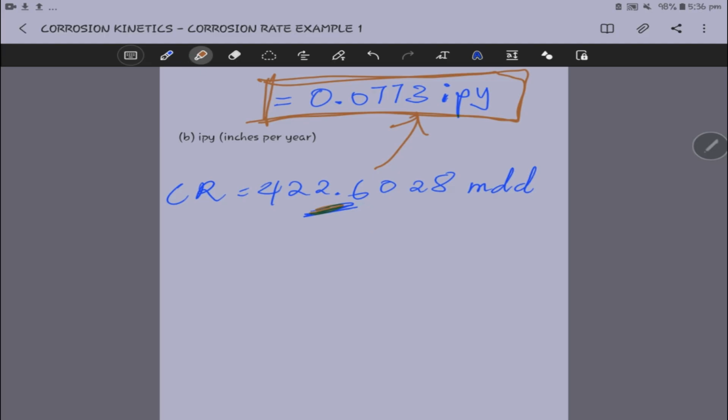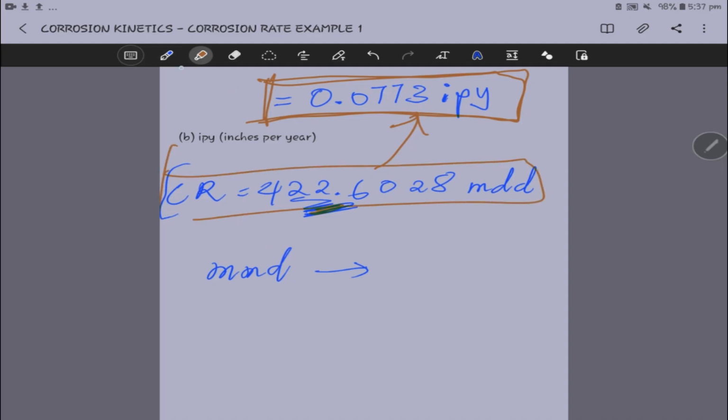So let's see. Now we have the MMD, and we are trying to change it to IPY. So basically here we have an MMD, which is this value here, and the aim is to change it to inch per year. All these are corrosion rate units. Clearly we know that this MMD here, because of this, is milligram. That will mean that this here is for corrosion rate, and this here is a unit of length, which is inch.